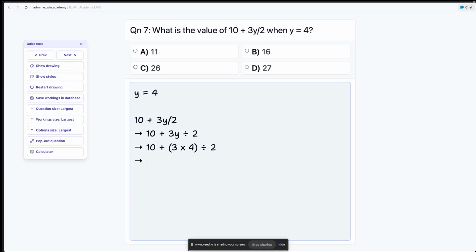So if you know order of operations, then that means we need to always have the brackets from left to right to calculate first. So you have 12 divided by 2. And then we always want to have from left to right the divide or multiply. So 12 divided by 2 is 6. And lastly, 10 plus 6, we have 16. So the answer to this question is 16. There you go.